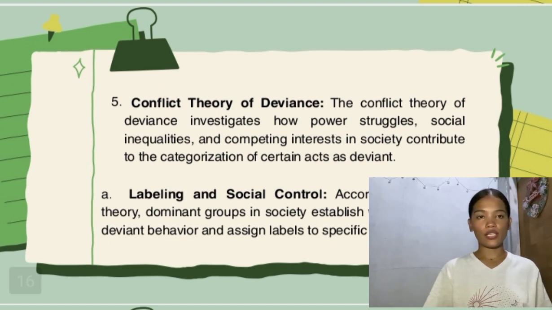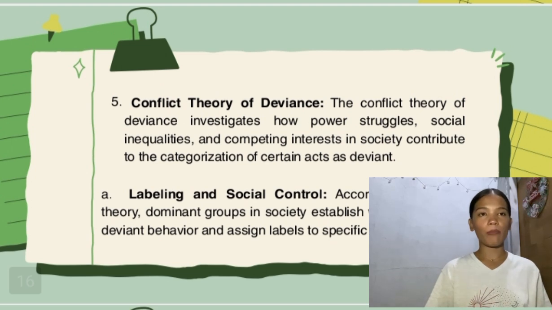Today I'll be explaining the conflict theory of deviance in a simple and easy way. Conflict theory says that deviance is not just about people breaking rules. Instead, it's about power. Specifically, how those in power decide what is right, wrong, normal, or deviant. Different groups in society have different levels of power, and the stronger groups often create rules that benefit them while controlling others.